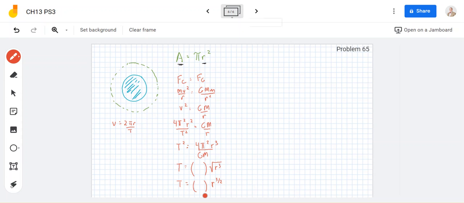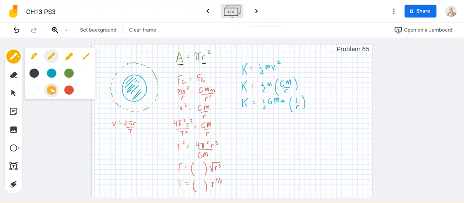The second part says, what about the kinetic energy? All right, well, let's do kinetic energy. Kinetic energy is equal to 1/2 m v squared. But I have a term for v right here, so I'm going to plug that in. So v squared is equal to G M over r. So if I rewrite this, I have 1/2 G big M little m times 1 over r. So the kinetic energy depends on 1 over r, or r to the -1 power.